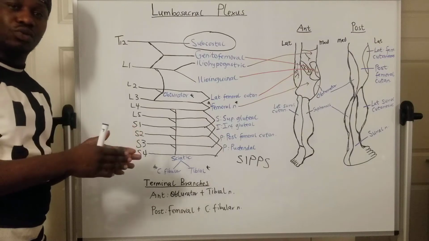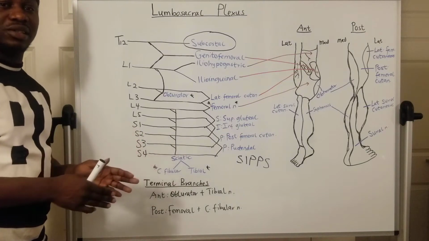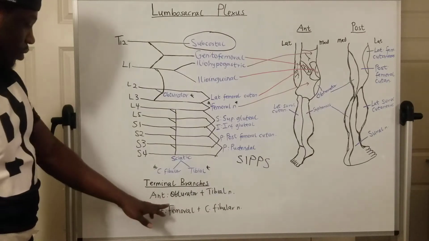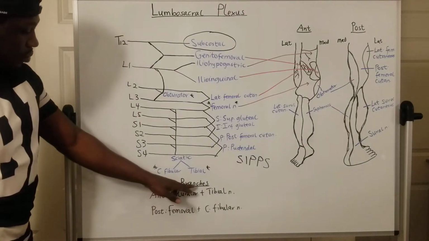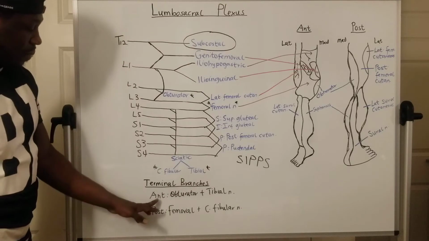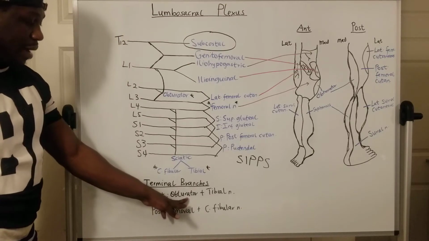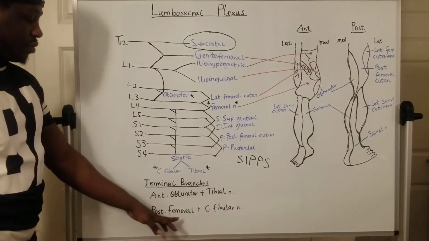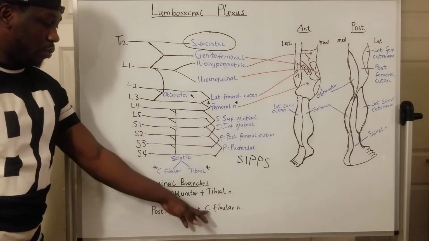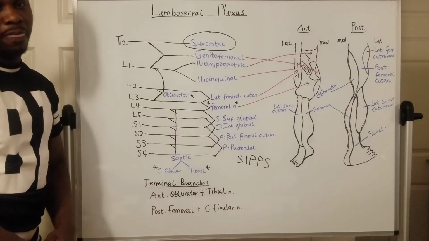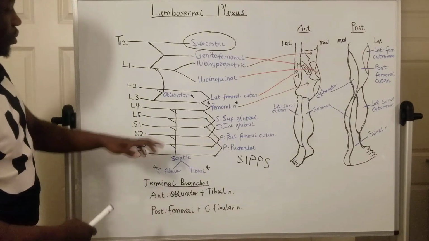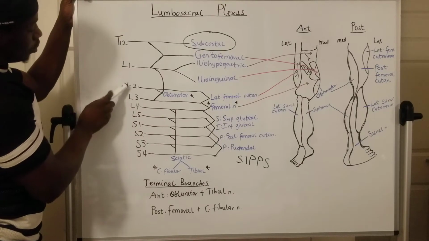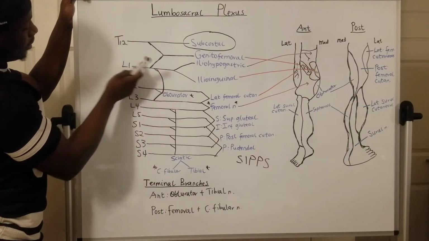So what are the two anterior terminal branches? We have the tibial nerve and the obturator nerve, which is written here. So for the terminal branches of the lumbosacral plexus, anteriorly we have the obturator nerve and the tibial nerve. And posteriorly, we have the femoral nerve and the common fibular nerve. So these are the terminal branches. So over here we have the obturator. The obturator nerve is L1, L2, L3, which is why I connected it to the L1 here.